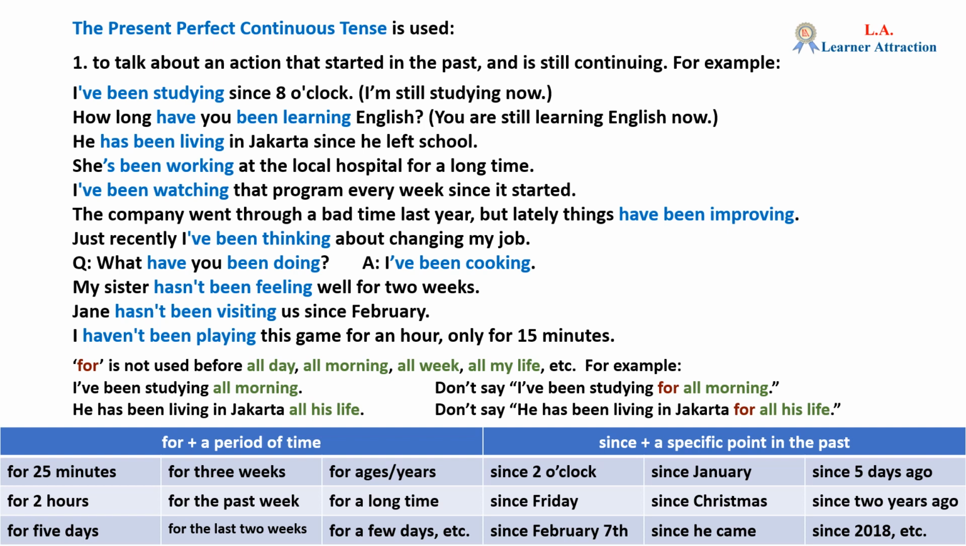For is not used before all day, all morning, all week, all my life, etc. For example, I've been studying all morning. Don't say I've been studying for all morning. He has been living in Jakarta all his life. Don't say he has been living in Jakarta for all his life.